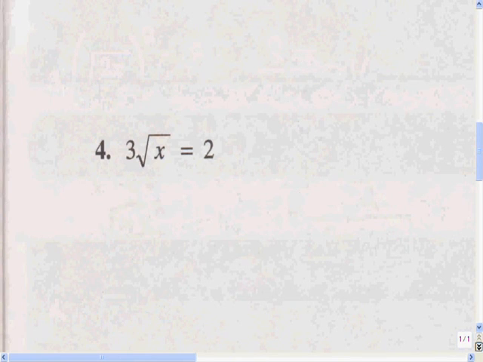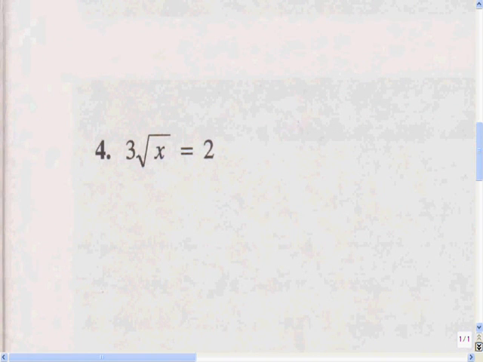Okay, what's the first step in solving radical equations? Remember, the first step is to isolate the radical. That means we've got to get this radical all by itself on one side of the equal sign. Right now it's not by itself because there's a 3 right next to it. How am I going to get rid of this 3? Well, since it's right next to the radical, it means multiplication. So this is 3 times radical x.